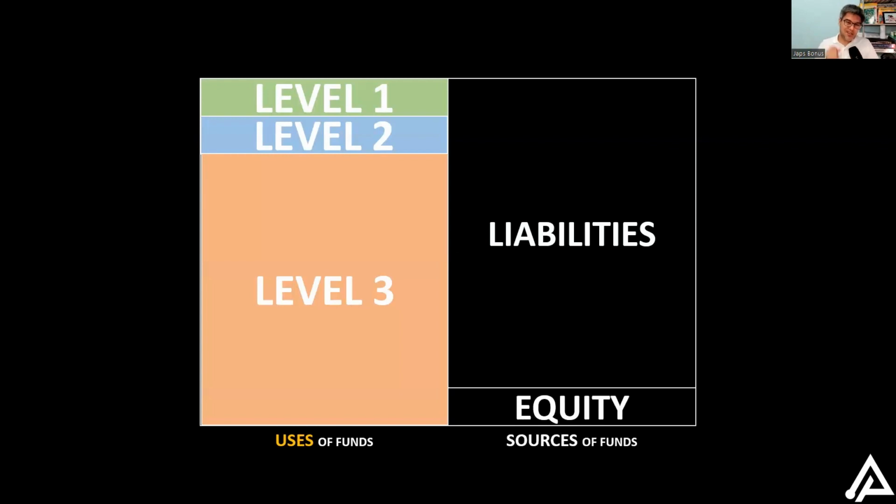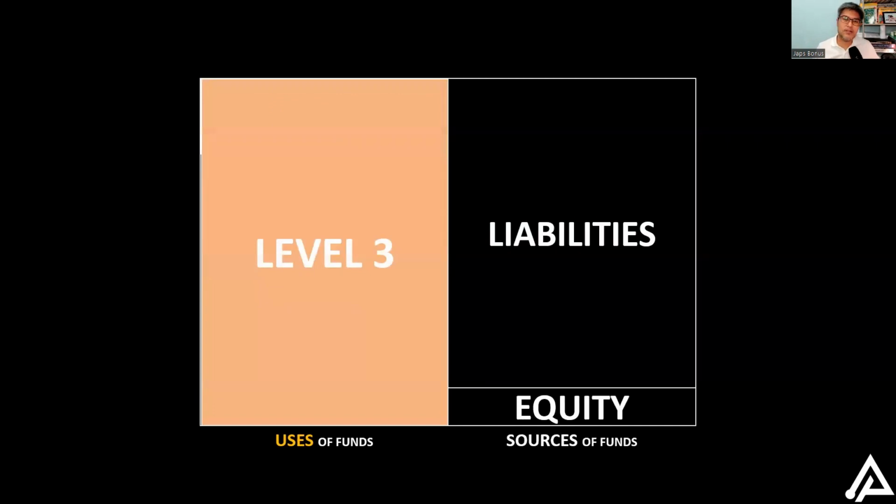So, hanggat maaari gusto mo, walang level 3. Kasi ang trabaho niyan, dami mo i-disclose. Imagine na lang kung balance sheet mo, puro level 3. Dami mong i-disclose na information just to compensate for the additional subjectivity introduced in the financial statement.